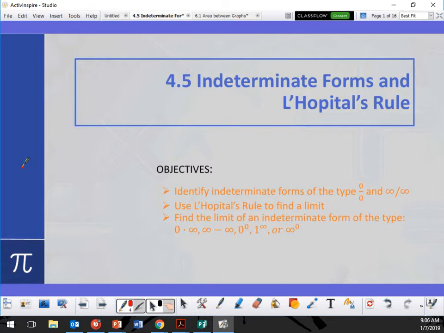It has to be identified as an indeterminate form, which is 0 over 0 or infinity over infinity. And these only work with quotient type problems. Quotient, you know, like a fraction with stuff on top and bottom, those type of things. Yes, that's when it works.